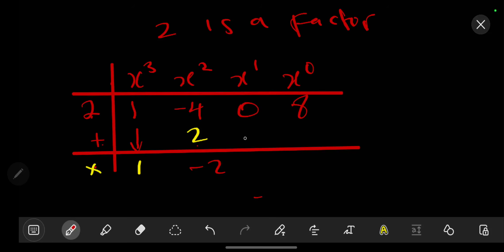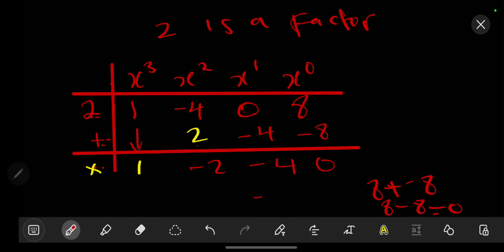This will give us a negative 4. 0 plus negative 4 will be a negative 4. Then 2 times negative 4 will be equal to negative 8. 8 plus negative 8, so 8 plus negative 8, will be the same as 8 minus 8, which is equal to 0.